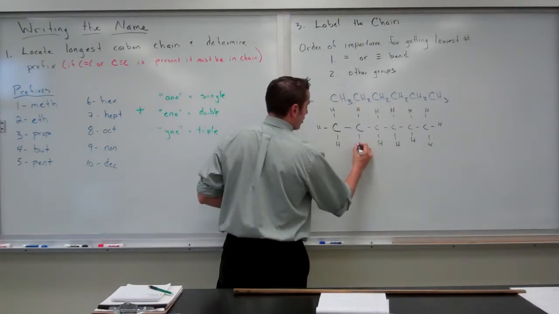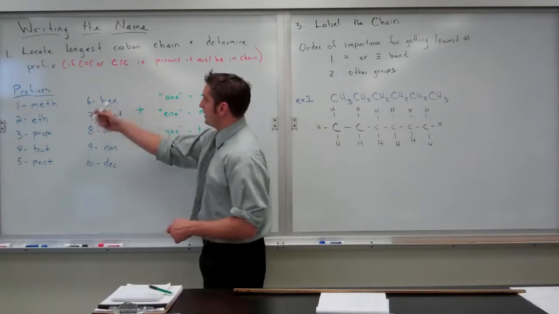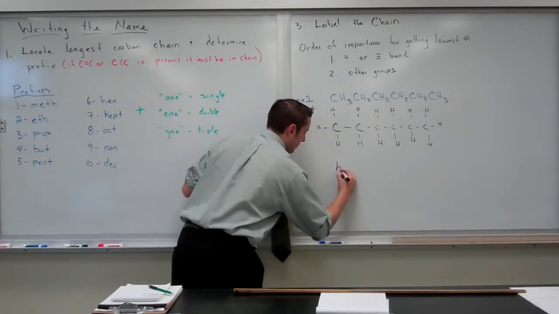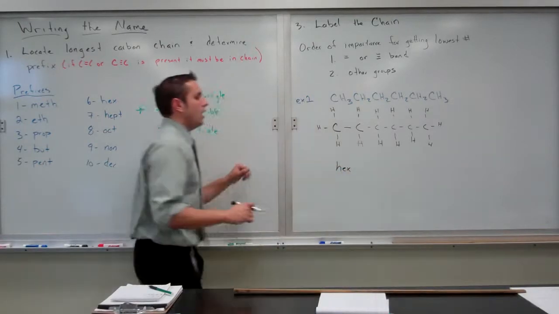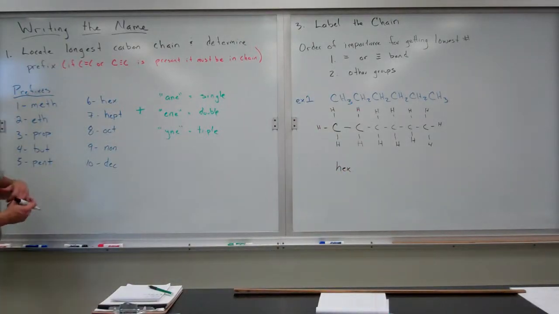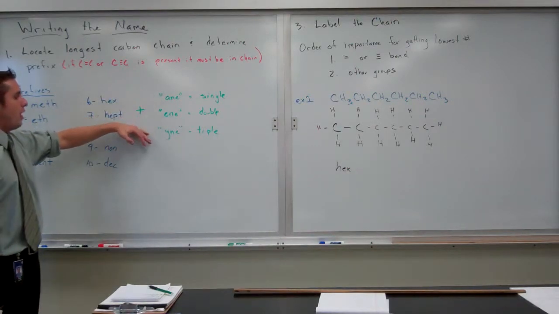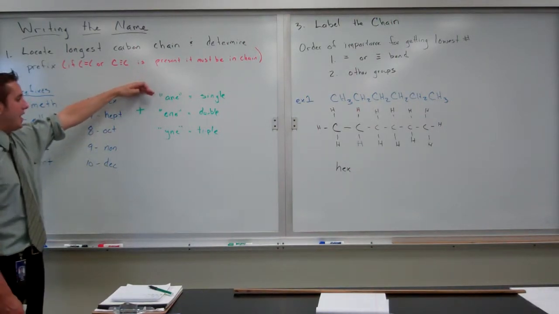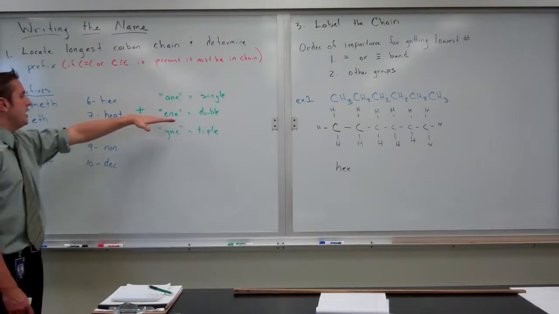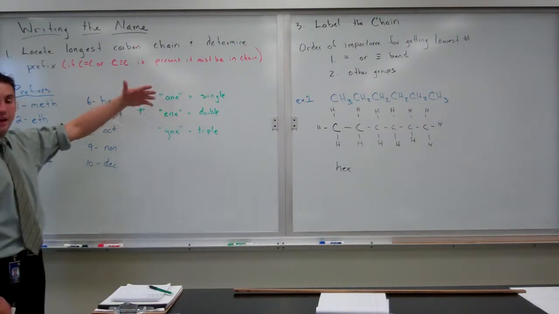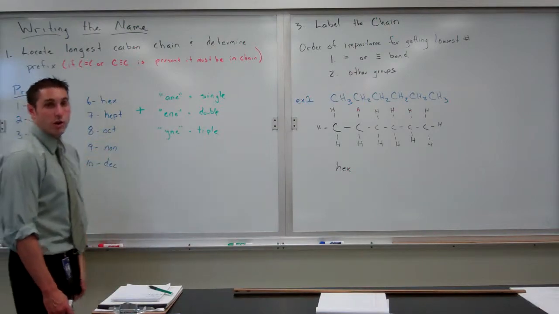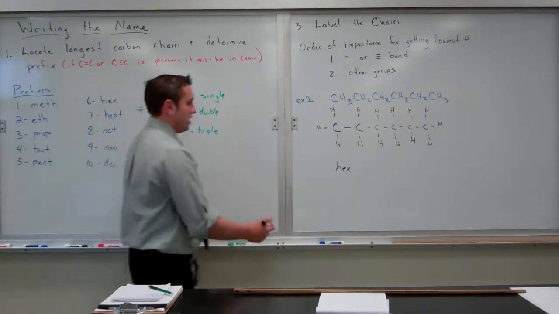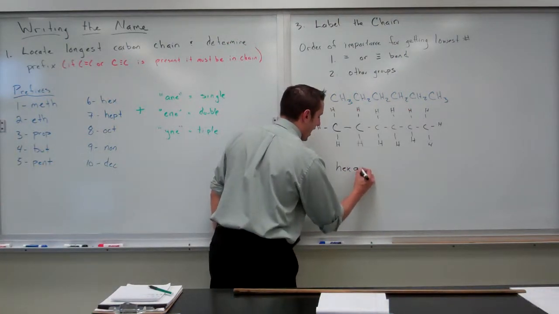Okay, so my longest carbon chain is 6. So I'll put the prefix for 6, which is hex, in front of ane, ene, or yne. So if we have all single bonds, it'll be an ane ending. If there's a double bond, it'll be an ene ending, and I'll have to say where it is. Or if there's a triple, a yne ending, and I'll have to say where it is. Well, we have all single bonds, so we're going to call it hexane.